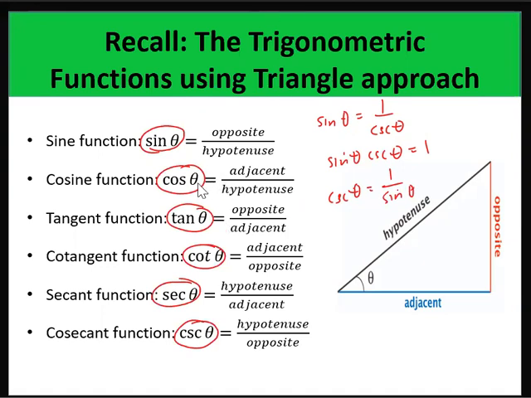So also, cosine can be written as 1 over secant, and secant can be written as 1 over cosine. And then cosine times secant is also equal to 1. Now, tangent can be written as 1 over cotangent, while cotangent can be written as 1 over tangent. And then tangent multiplied by cotangent is equal to 1.